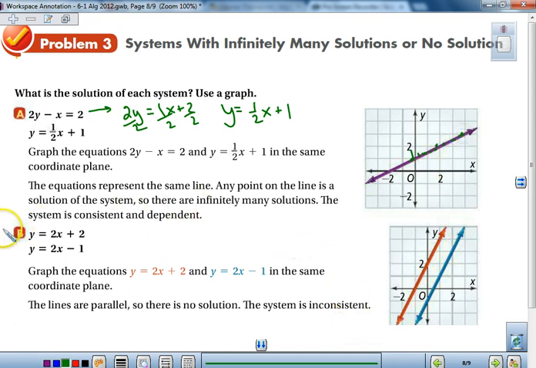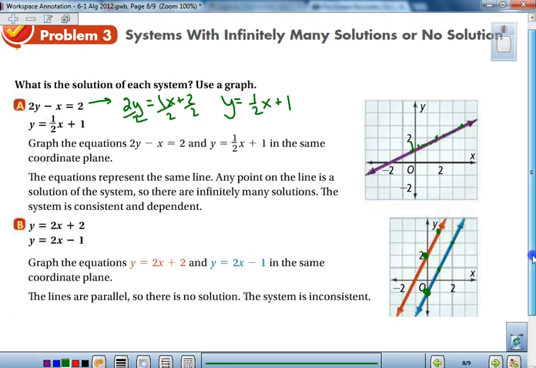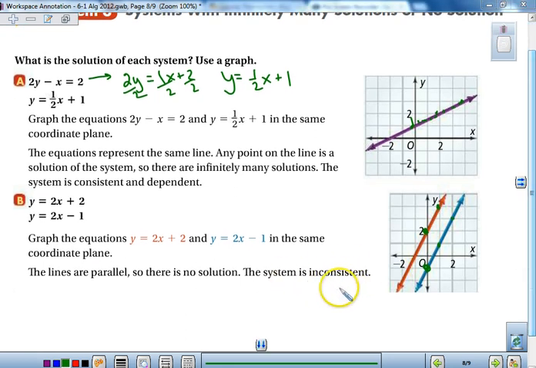In the second case, example B, you will notice that these two have the same slope, but they have different y-intercepts. So when we go to graph those, the first equation starts at positive 2. We're going up 2 and over 1. The second equation starts down at negative 1, up 2 and over 1. These will never intersect. They are exactly parallel. So we say that our system is inconsistent. There is no solution to this problem. So the first one had infinitely many solutions. The second one had no solution.